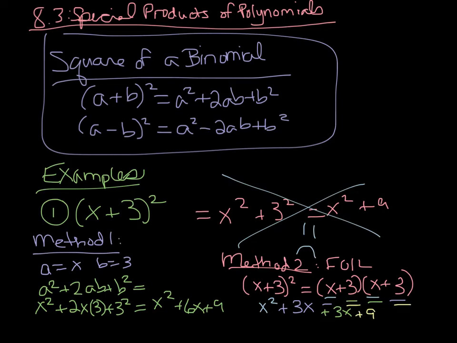Your final answer is going to be the same as what we had before. You end up getting x squared plus 6x plus 9. So you get the same answer both ways. You don't really need to have these formulas memorized, but it's a good idea to recognize them so that when we start factoring, you will be able to factor these easily.